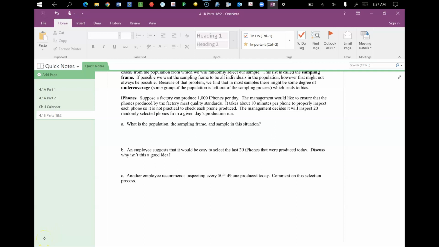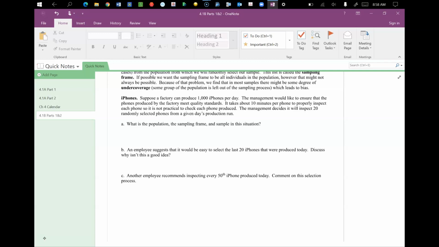Part C, another employer recommends inspecting every 50th iPhone produced today. Comment on this selection process. It seems like a reasonable way to select a sample from this population. However, we should always incorporate randomness in our process. So we would probably want to randomly pick a starting phone, one of the first 50, and then do every 50th after that so that we avoid bias.